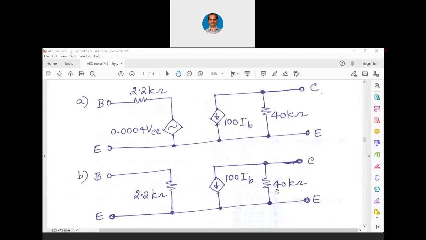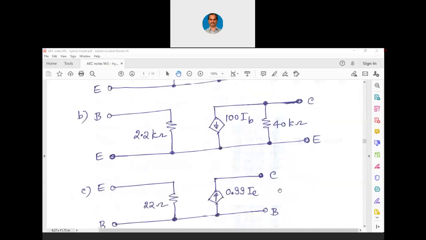Now we can write the RE model. In the RE model, we need not write this at all. This voltage source at the input does not exist in case of the RE model. So we can directly write it as 2.2 kilo ohms. That itself is HIE. And we can write this 100 into IB, and we can write this 40 kilo ohms. Fine. Now coming to the common base.